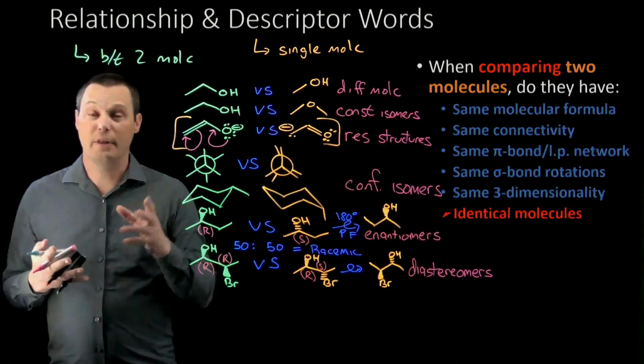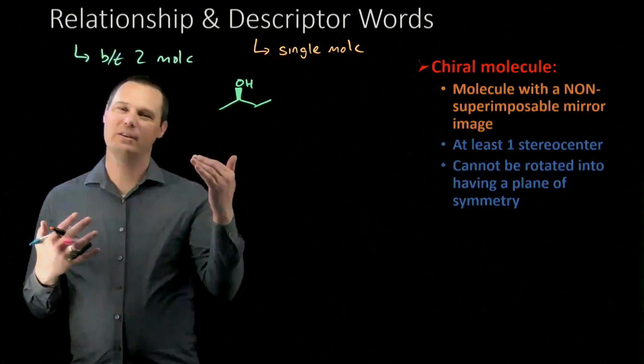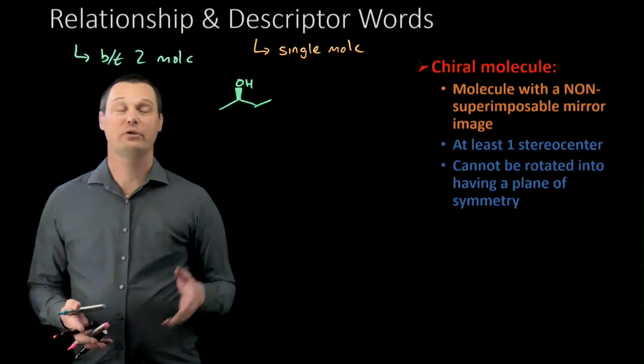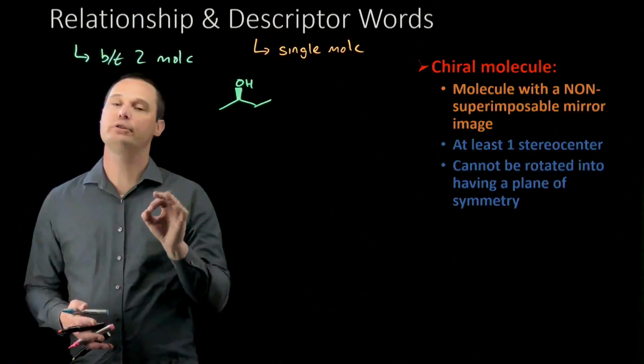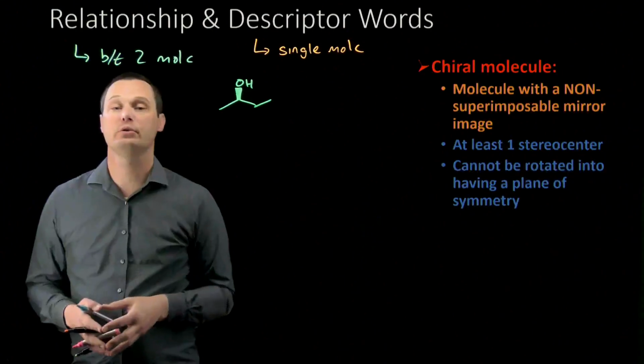You've really just drawn the same molecule twice. Next, let's take a look at the set of descriptor words. As a reminder, descriptor words are words that describe a single molecule. It's inappropriate to use descriptor words to describe the relationship between two molecules.